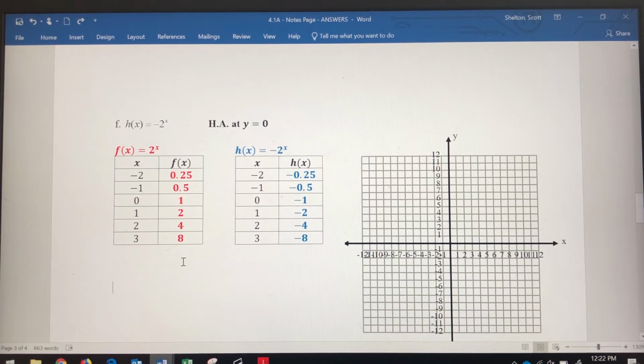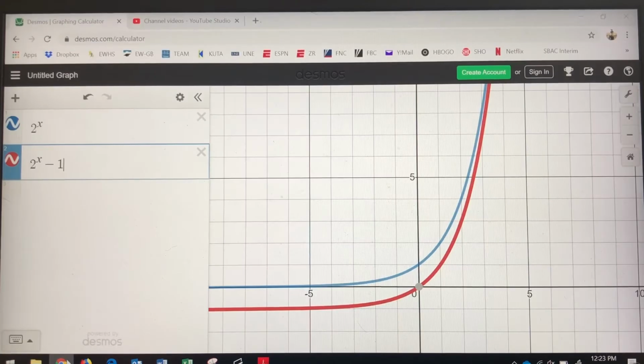Okay, so let's look at that graph real quick, and you'll see that what's happening here is we're reflecting this about the x-axis. Because y becomes negative y, or because f of x becomes negative f of x, we've got a reflection about this x-axis, okay? So let's look at that. So let's get rid of this.